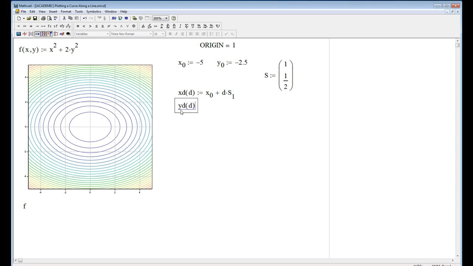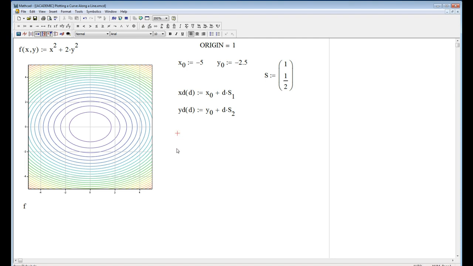Next thing I'm going to do is define y the same way. And maybe I'll spread those out a little bit so they don't overlap. There we go. So same thing. Now I have x and y defined as a function of distance along that red search line that I showed you in the other plot.